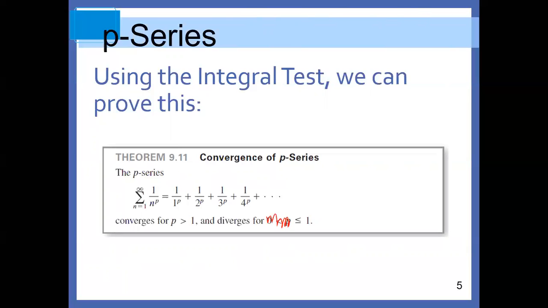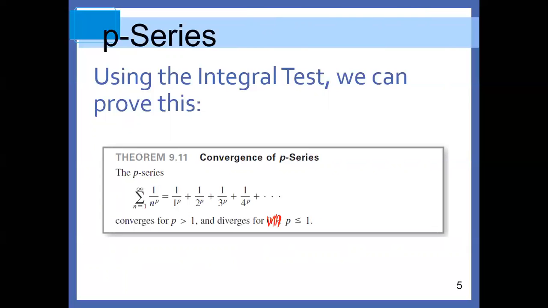Oops, I didn't mean to erase the entire thing here. Okay, what did I mean to do? I meant to erase that thing right there. I don't necessarily need p greater than 0. P just has to be equal to or less than 1 for the p series to diverge, okay?